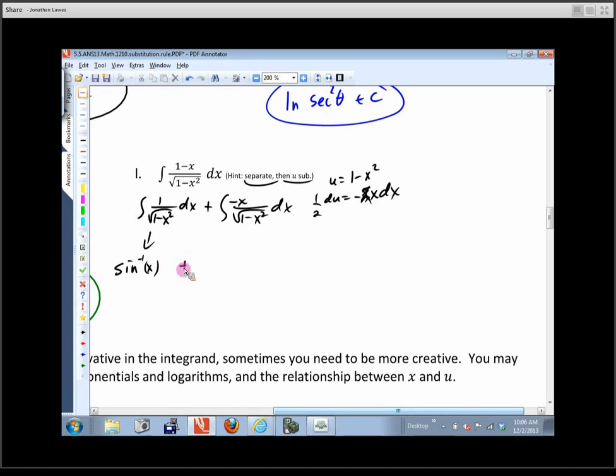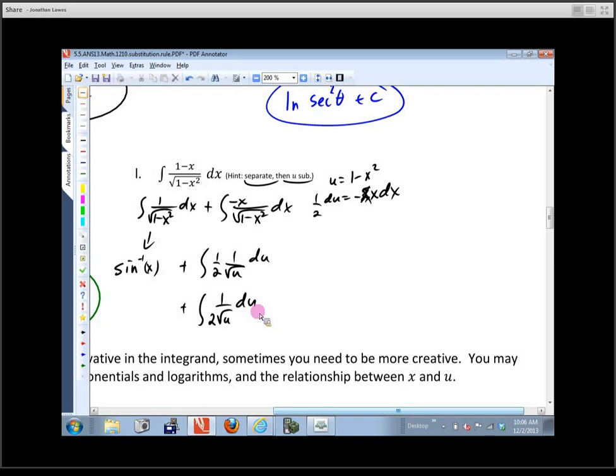So this is going to be plus the integral of 1/2 du. And then this stuff goes on the bottom, so this is the square root of u, and I could put a 1 there. And then we could clean this up just a little bit. This would be 1 over 2 square root u du. And that should look really familiar. What's that?